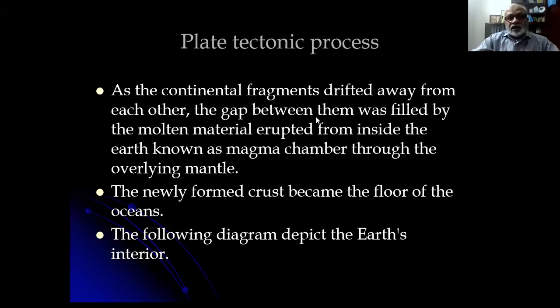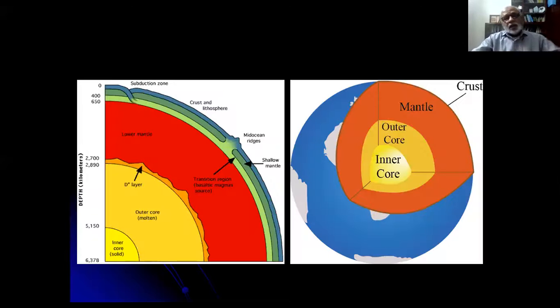So as the continental fragments drifted away from each other, the gap between them was filled by the molten material erupted from the inside of the Earth, known as the magma chamber, through the overlying mantle. The newly formed crust became the floor of the ocean, and the following diagram depicts the Earth's interior.